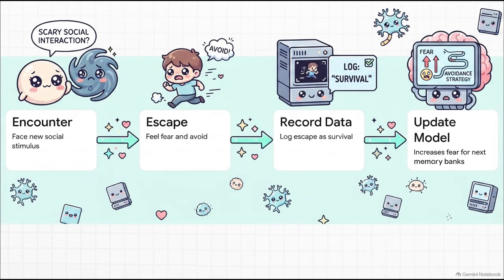But here is the critical part. Your brain records that escape as data. It literally tells your internal AI, hey, we ran away and we survived. Therefore, running away was the only option we had to survive. Your internal model then updates with this corrupted code, profoundly increasing your fear for the very next encounter. This loop literally teaches our brain to reinforce avoidant personality traits, or in extreme cases, severe social withdrawal like hikikomori.